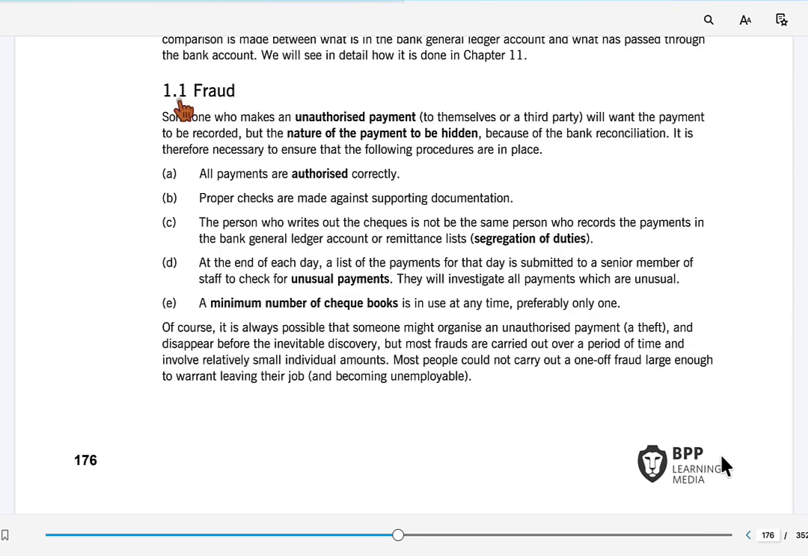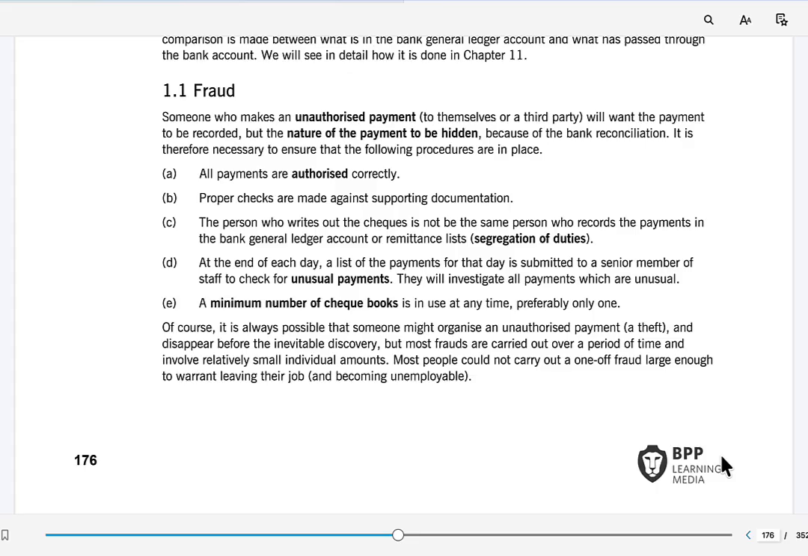1.1. Fraud. Students, now we are moving to one of the most important parts of Chapter 9. Fraud is one of the biggest dangers in payments, because when money leaves the business, it can be stolen more easily than when money comes in. That is why every good accounting system must have controls that stop fraud before it happens.